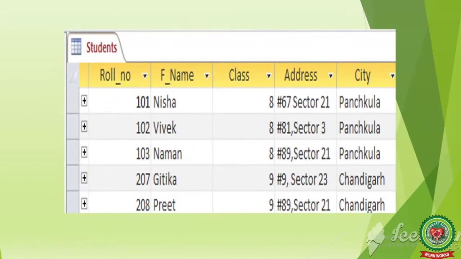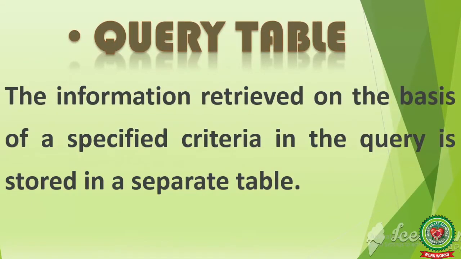Next is the query table. Queries are made on tables and the results are displayed in the form of tables, that is, in a group of rows and columns with the set of records that match the given condition. So what is a query table? The information retrieved on the basis of specified criteria in the query is stored in a separate table called a query table.